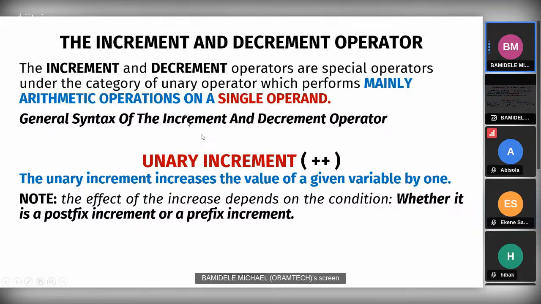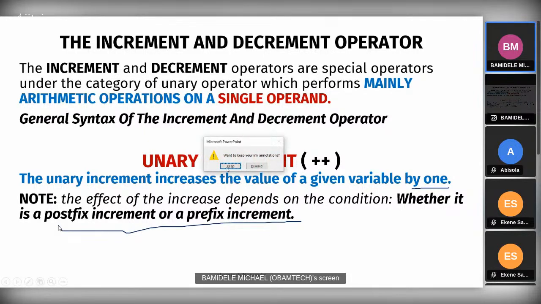But let's talk about unary increment now. And this symbol is what? Plus plus. The unary increment increases the value of a given variable by 1. Note, the effect of the increase depends on whether it is a postfix increment or prefix increment. So what do we mean? Let's test it. Let's see what it means.